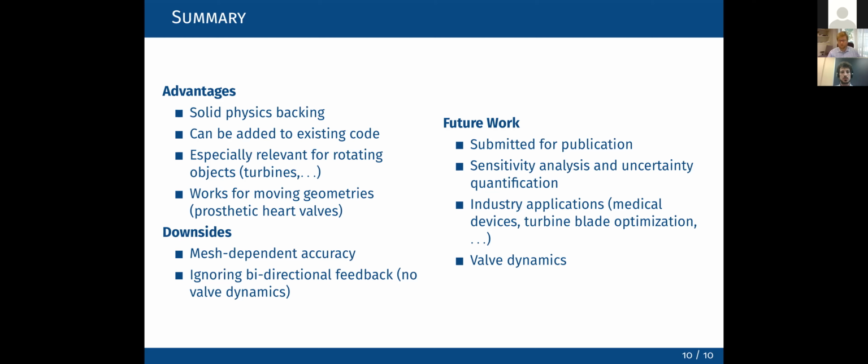So for future work, first of all, we submitted this method now for publication. I'm at the moment working on the sensitivity analysis and some uncertainty quantification, as you may well be aware that working with clinical data always is prone to a lot of uncertainties. And of course, there's a lot of applications possible for industrial applications like medical devices or program data optimizations. And I'm also working on valve dynamics.